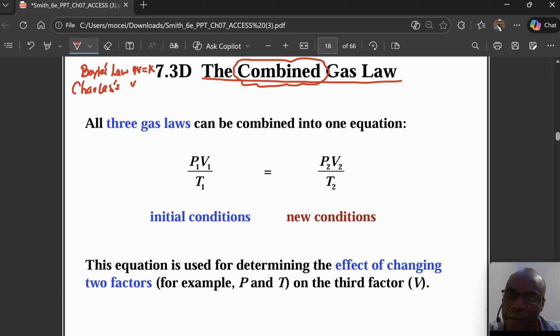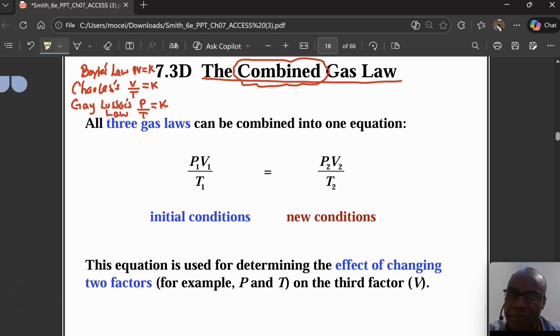and then there is Charles's law, which was volume over temperature in Kelvin is always a constant. Volume is directly proportional to temperature. Boyle's was pressure is inversely proportional to volume. And then there was Gay-Lussac's law, where we were comparing pressure and temperature to give us a constant K.